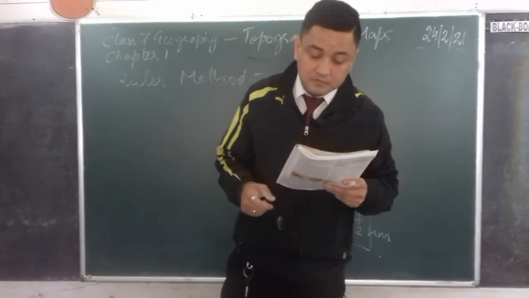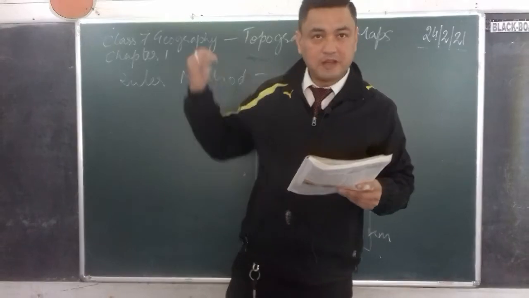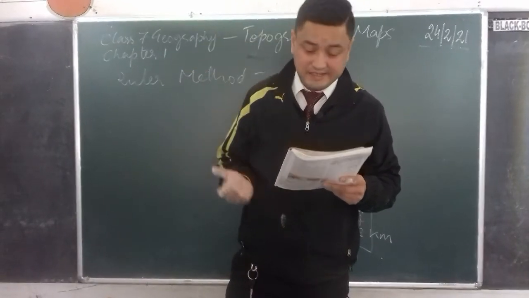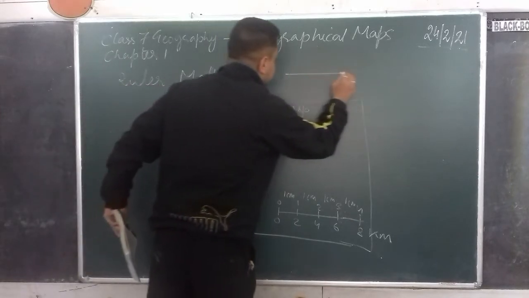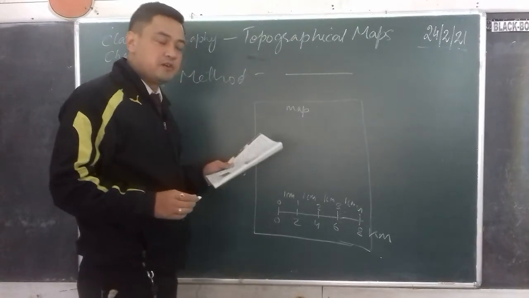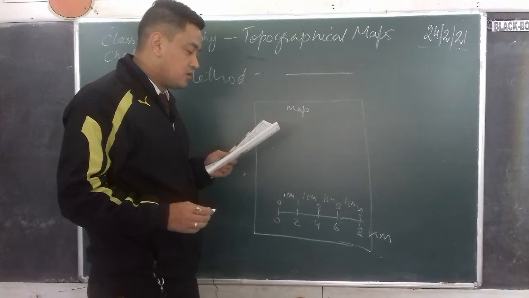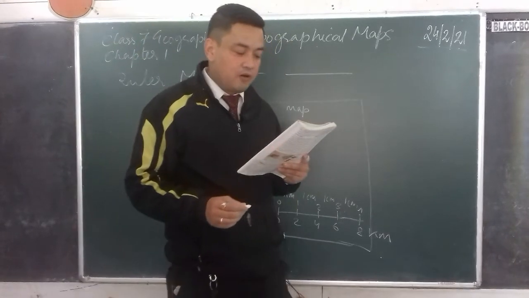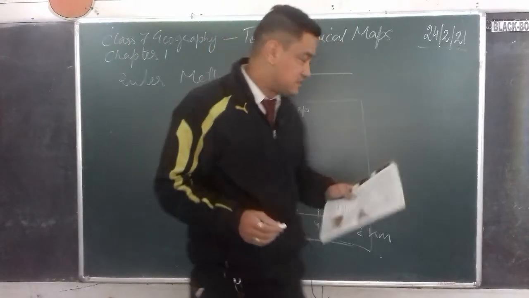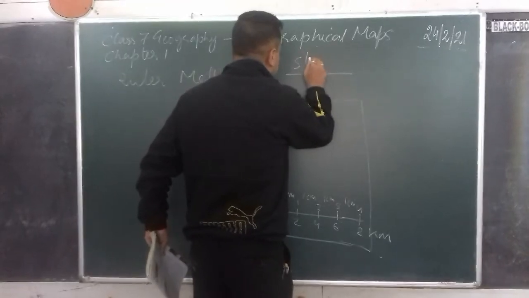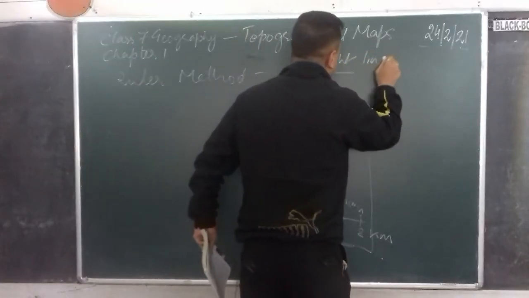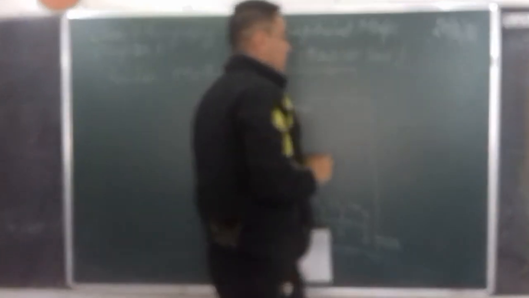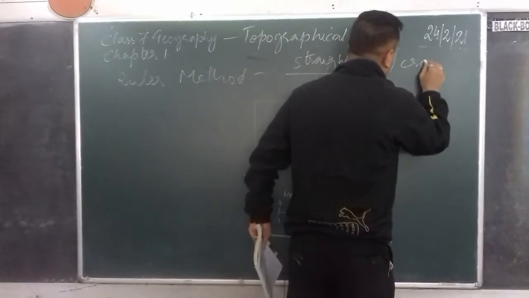Let's read this one. Measuring, so we are doing the ruler method, measuring distance in a straight line. If the line is straight, measuring distance of a straight line is in a straight line or as the crow flies. So a straight line is also called as crow flies.